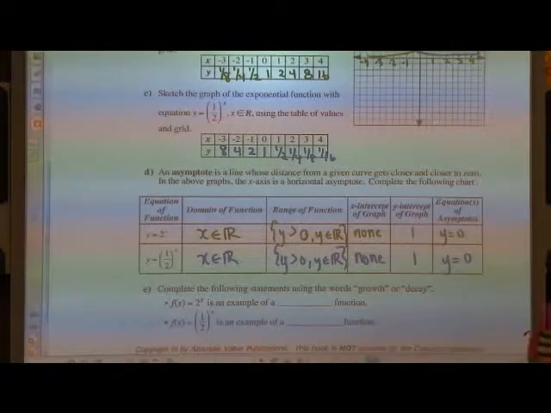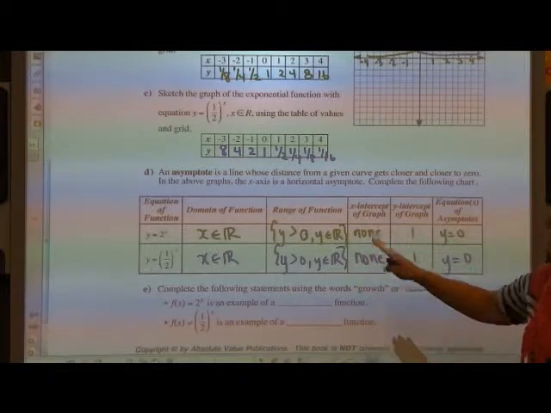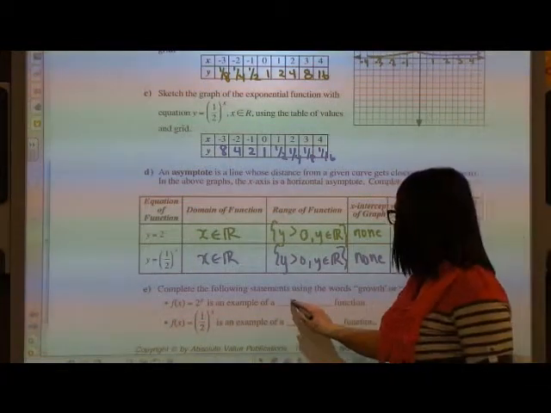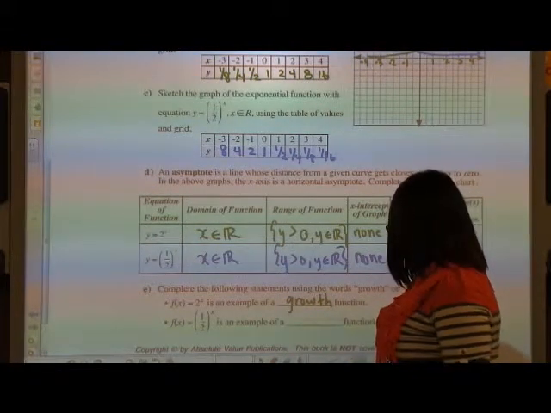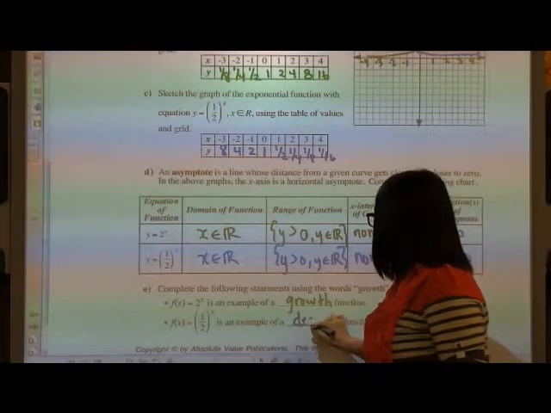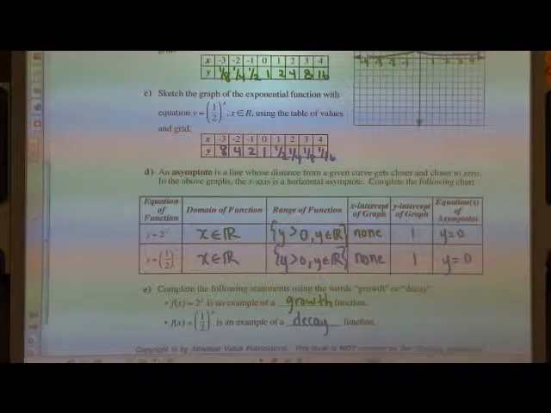2 to the power of x, if I were to use the words growth or decay function, is a growth function because the function is getting larger as the value of x increases. Whereas 1/2 to the power of x is a decay function. The function decreases as the value of x gets larger.